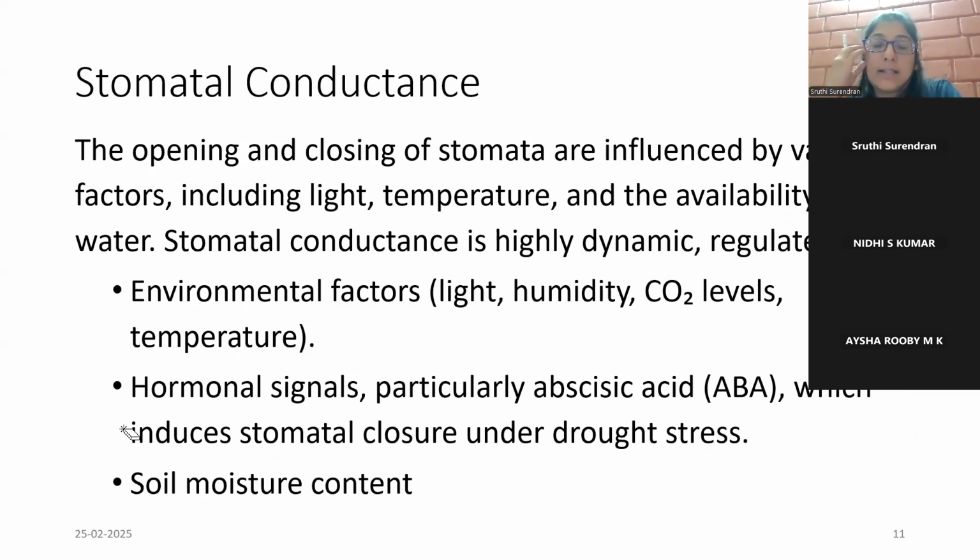Now, the stomatal conductance is affected by a lot of factors. For example, environmental factors, like we just learned: the concentration of carbon dioxide outside the leaf, the vapor pressure of water outside the leaf, the temperature that the leaf is being exposed to, and the light conditions the leaf is being exposed to. All of these environmental factors influence the stomatal conductance.